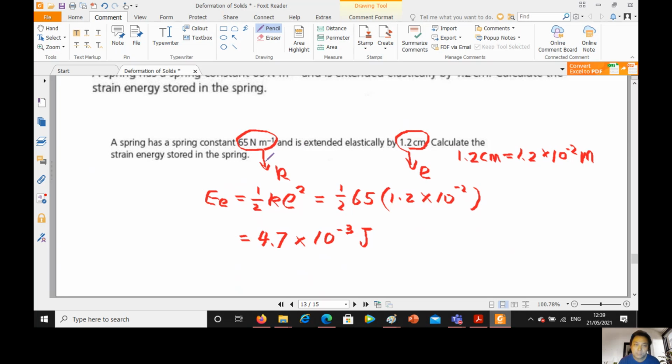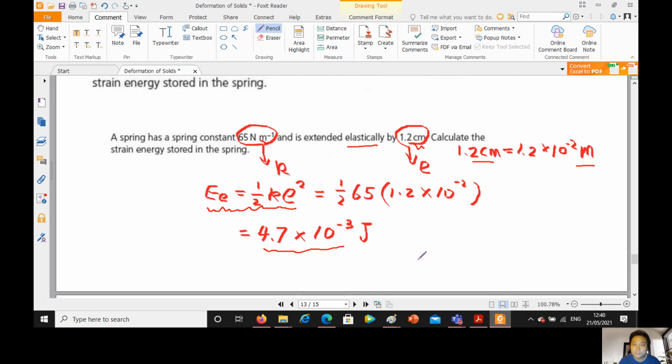From the body of the question, we can see K is 65 newtons per meter, and the elastic extension E is 1.2 centimeters. We need to be careful with the units. One is meter and the other is centimeter, so we convert from centimeters to meters. Then we simply use the second equation to do the calculation. If you substitute all the values, you'll get the final result, which is 4.7 times 10 to the minus 3 joules. So well done if you got it right.